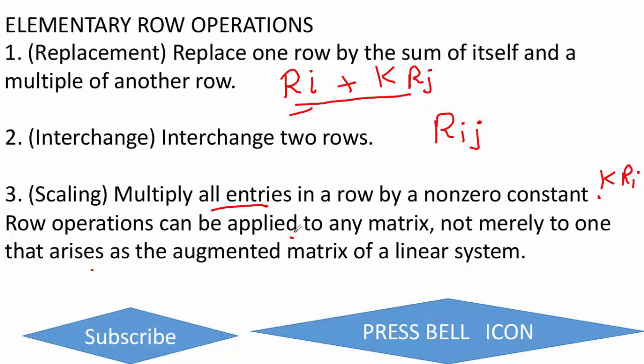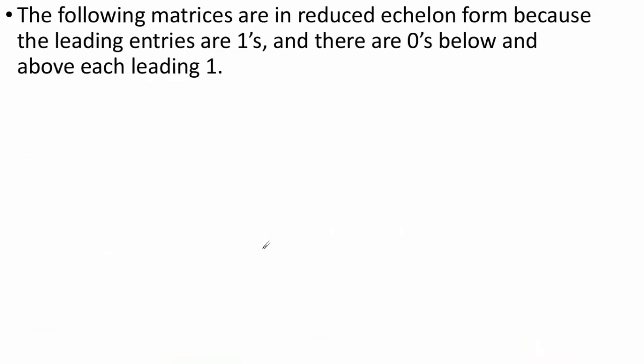That means multiply all the entries in a row by a non-zero constant. Row operations can be applied to any matrix, not merely to one that arises as the augmented matrix of a linear system. It can be applied anywhere. The following matrices are in reduced echelon form because the leading entries are 1 and there are zeros below and above each leading one.